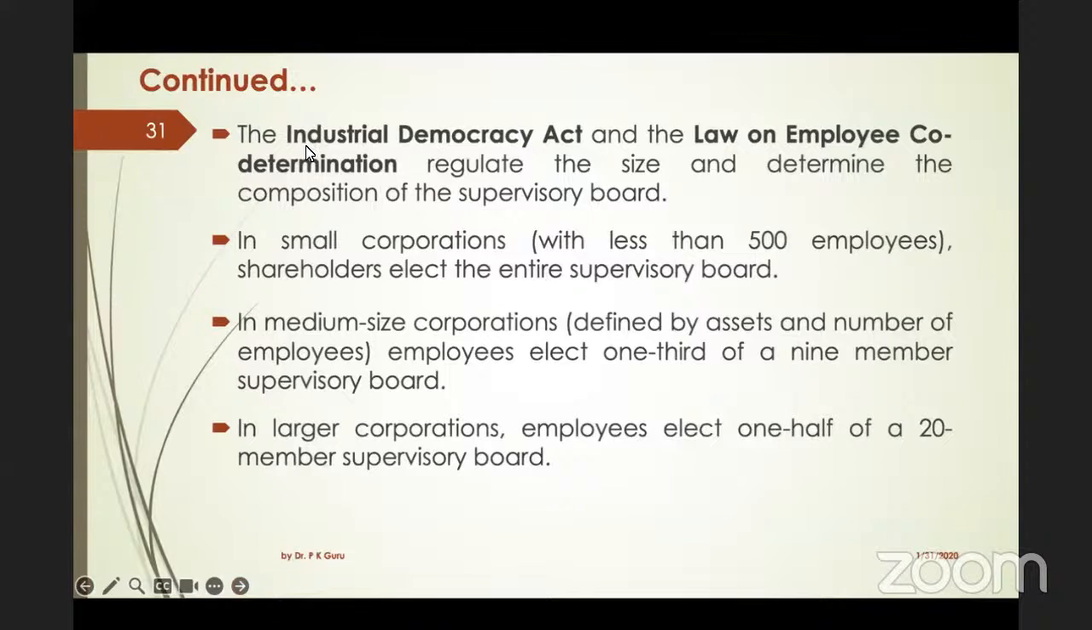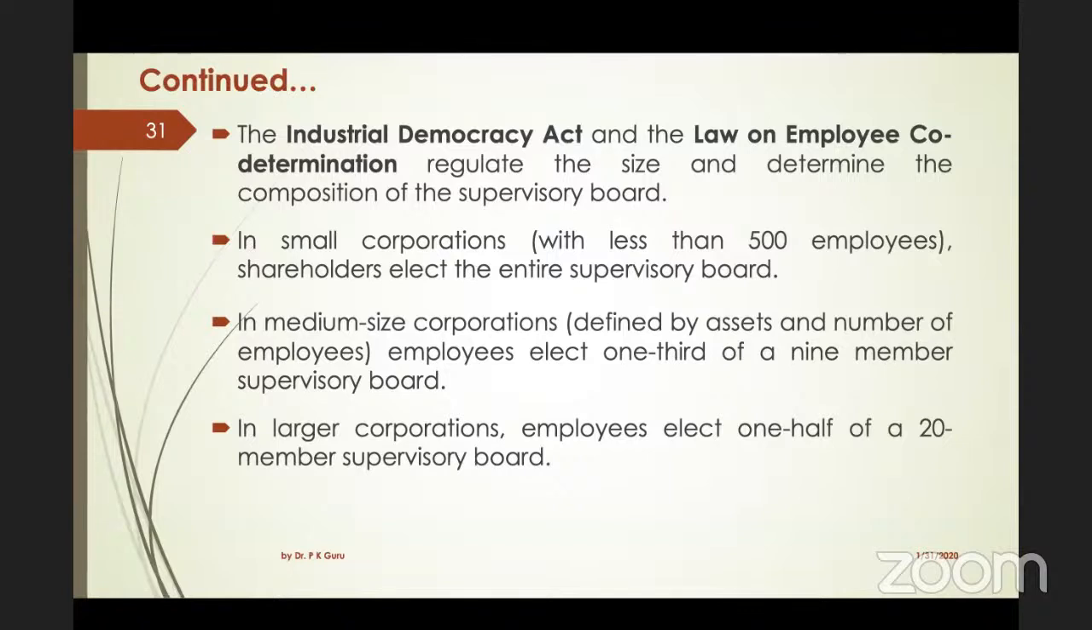Now, this German corporate governance model is directed by the Industrial Democracy Act and the Law on Employee Co-Determination. If you see the heading Industrial Democracy Act, that is why there is 50% workers' representation and 50% investors' representation. So that is what democracy is. And then the law on employee co-determination, so employees can determine the fate of the company. That is the heading of these two laws.